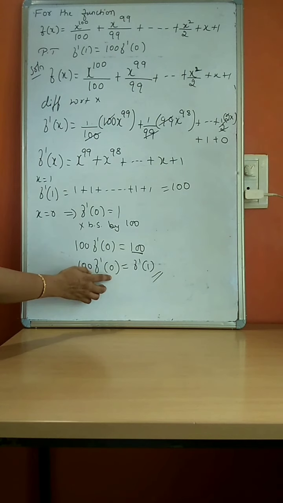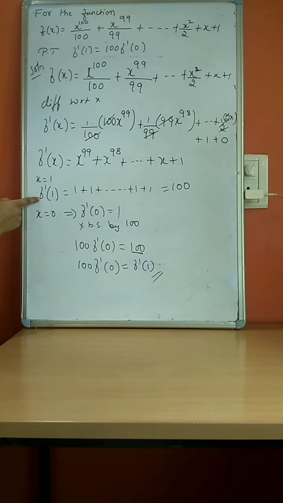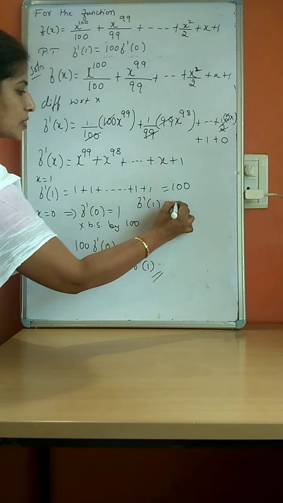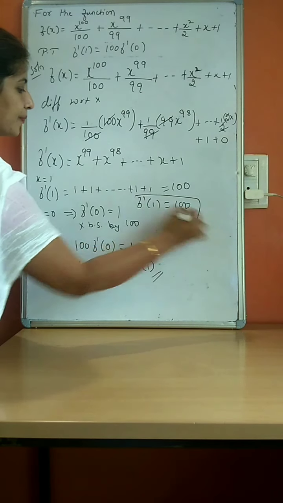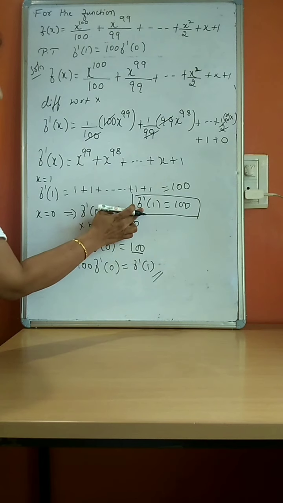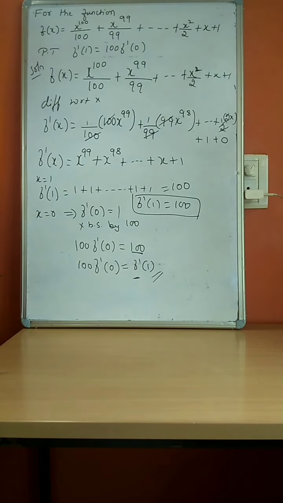So 100 f dash of 0. So 100 must be equal to f dash of 1. So we can write f dash of 1 must be equal to 100. So substituting that 100 is equal to f dash of 1, we get, hence we prove f dash of 1 must be equal to 100 times f dash of 0.